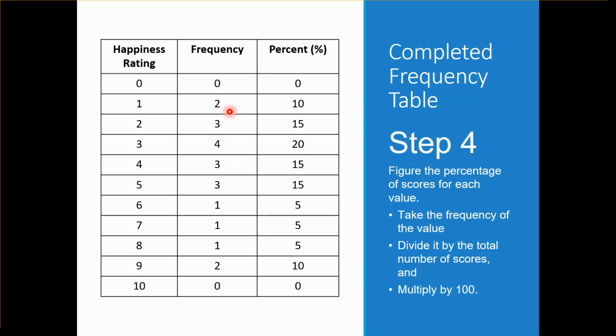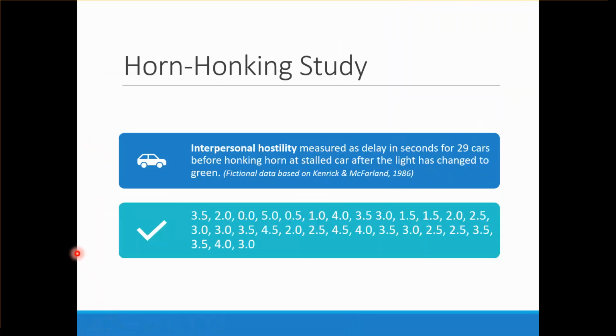So here we have 2, 5, 9, 12, 15, 16, 17, 18, 19, 20. So we have 20 people. So 2 out of 20 is 10%, 3 out of 20 is 15%. See what I mean? And so these are the percentages, and here we have the majority of people have a happiness rating of 3. Does that make sense? Okay.